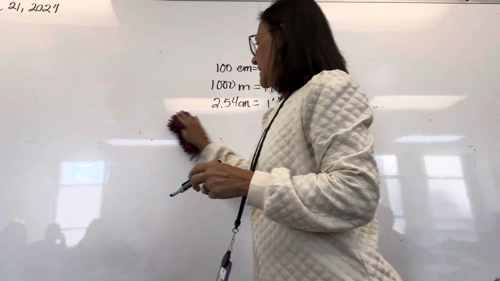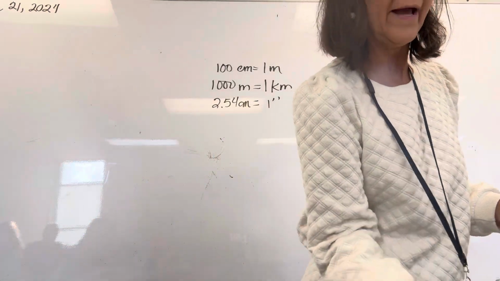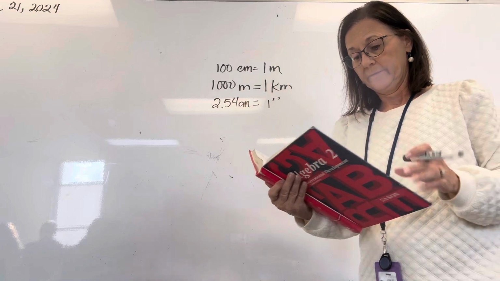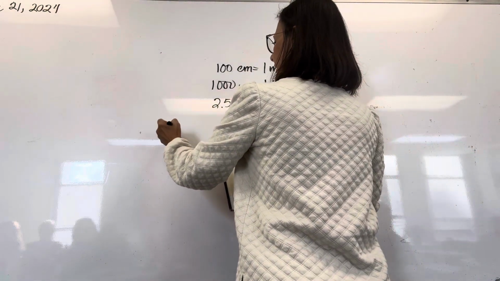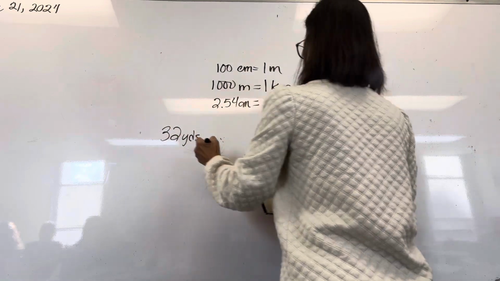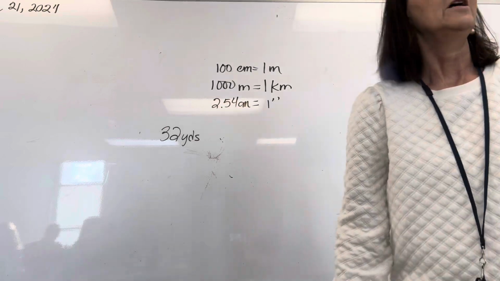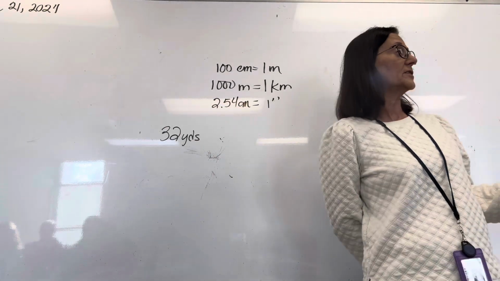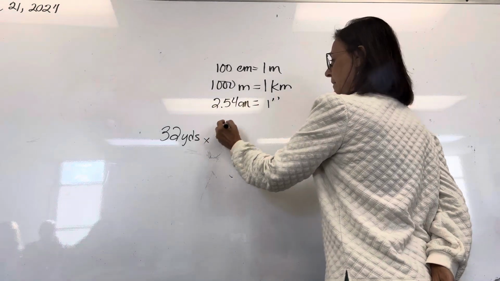All right, look at the next example. Now we're going from English to metric or metric to English units. So we want to go from 32 yards to meters. I always start this with thinking, what are going to be my unit multipliers? I want to get to meters.